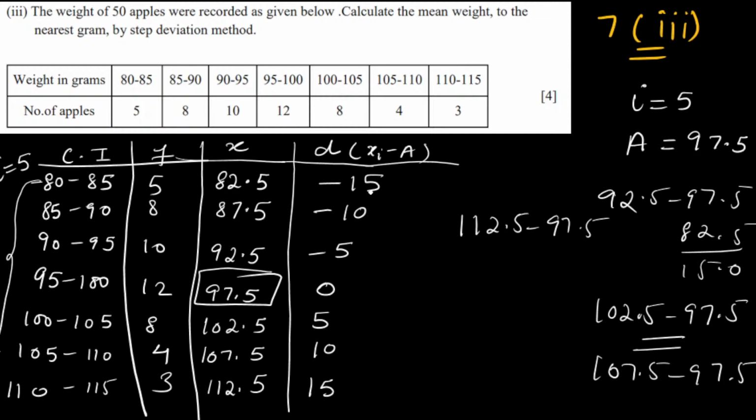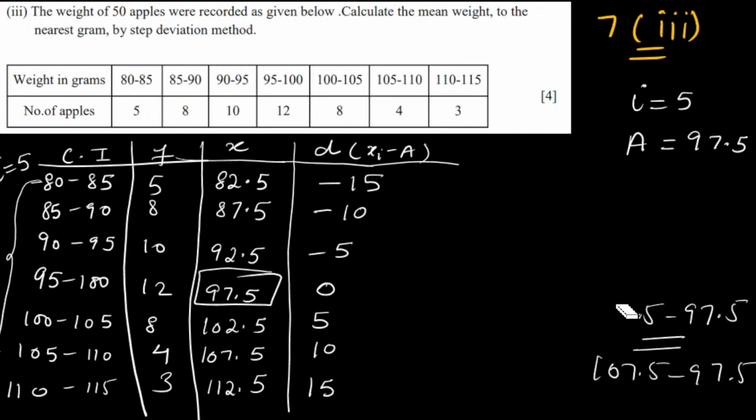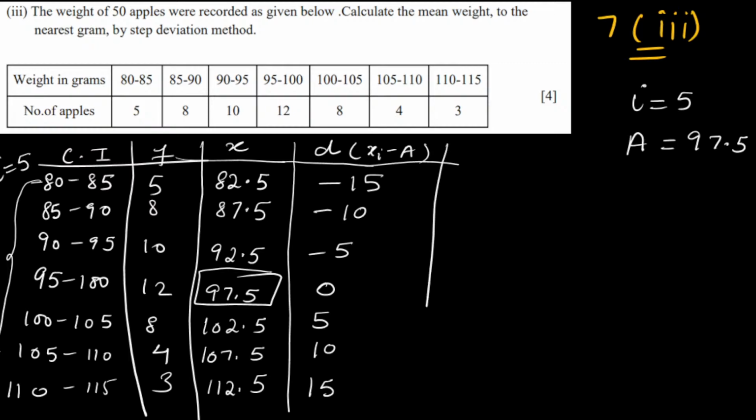Yes, so in this order only you will get: minus 15, minus 10, minus 5, 0, then 5, 10, 15. You will get positives wherever you have gotten negatives here. Now we are doing the step deviation method. So for step deviation, the next one we have to find is t also. t is one term which we have to find. How do we find it? It is d divided by i, deviation divided by i, where i is the class size, which is 5.